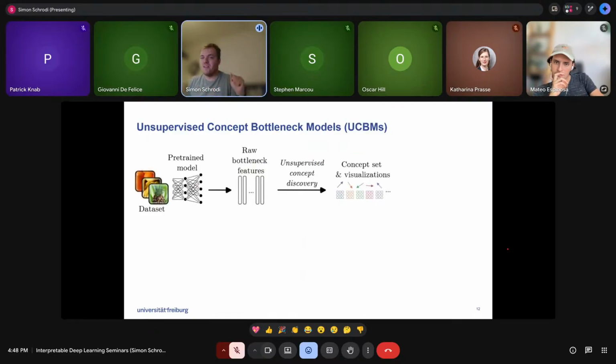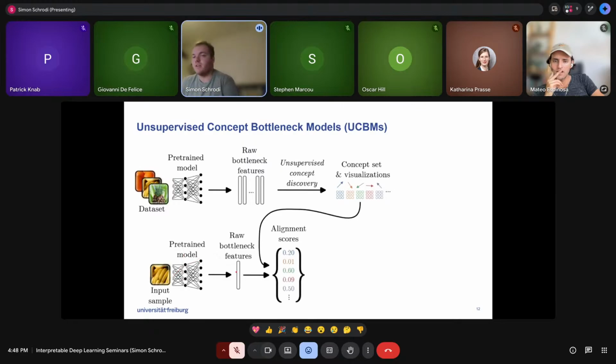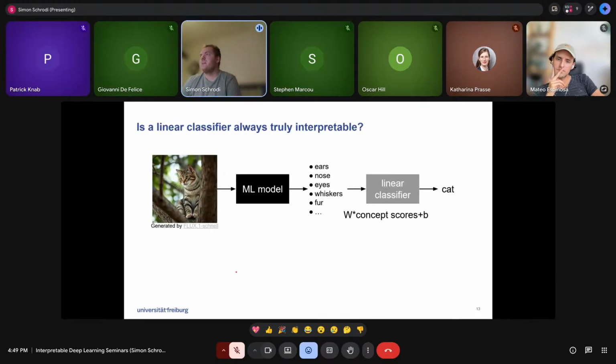Okay, now we actually have to solve the issue that we talked about earlier, right? Because now we have these concept vector representations. And now we can just do the linear classifier, right? So again, we get an input sample, you get the pretrained model, get the features out, and then get an alignment score. Here in this case, we use the cosine similarity. And now we can do a linear classifier on top of that. And then that's it. But the question is actually, is this linear classifier even interpretable?